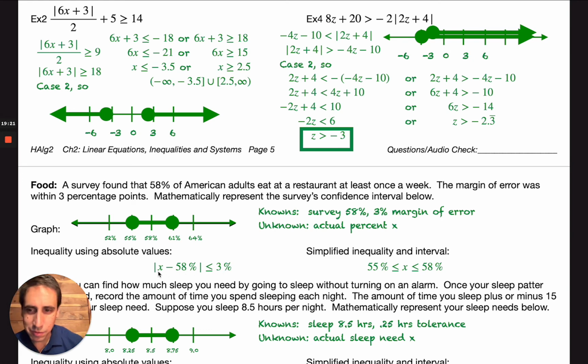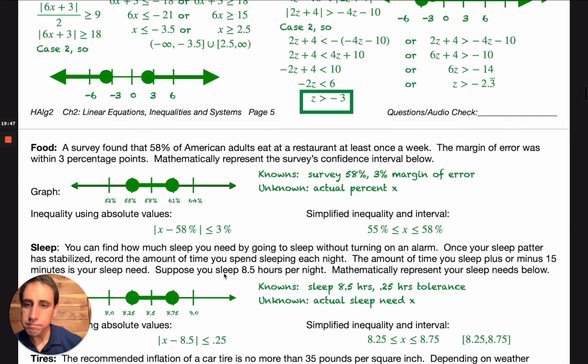This might seem unnecessary, especially since we've got a great graph and a very simplified inequality and interval. But there are lots of calculus applications for absolute value inequalities. So my encouragement would be to ask questions about this and try to get as comfortable as you can with this kind of expression. Remember, distance less than or equal to margin of error.